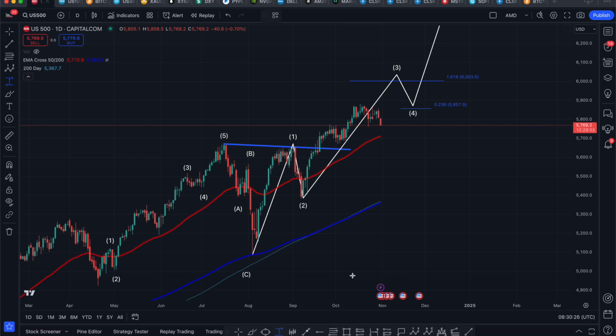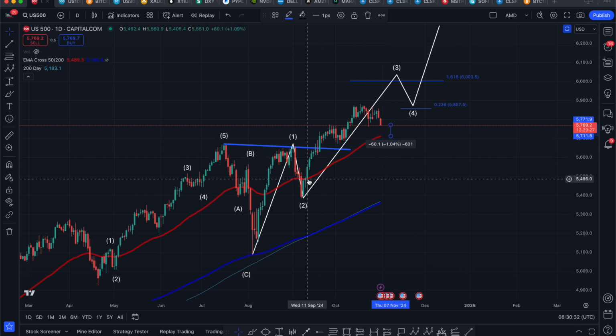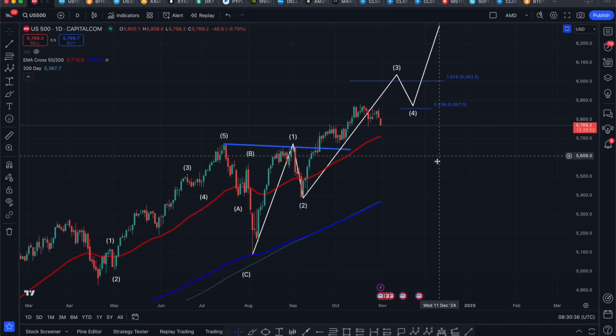And obviously the market is just consolidating and falling a little bit slightly. Maybe a move down towards the 50-day EMA makes sense here to go and touch base. We haven't done that since the 11th of September, so over a month now. That only offers a 1% decline from current prices.